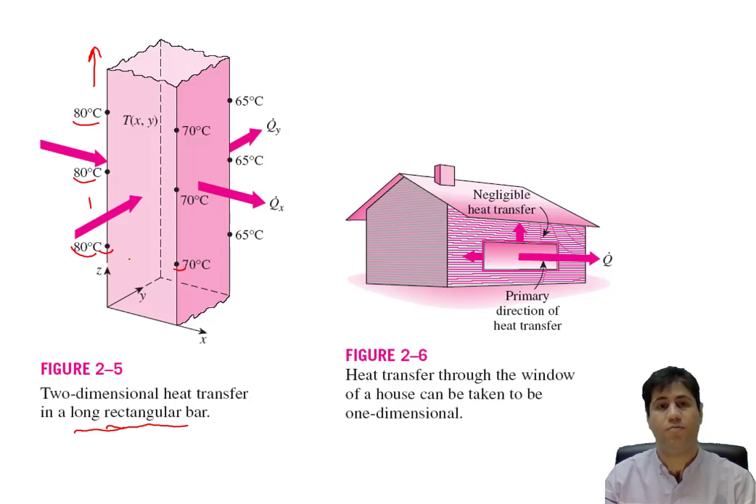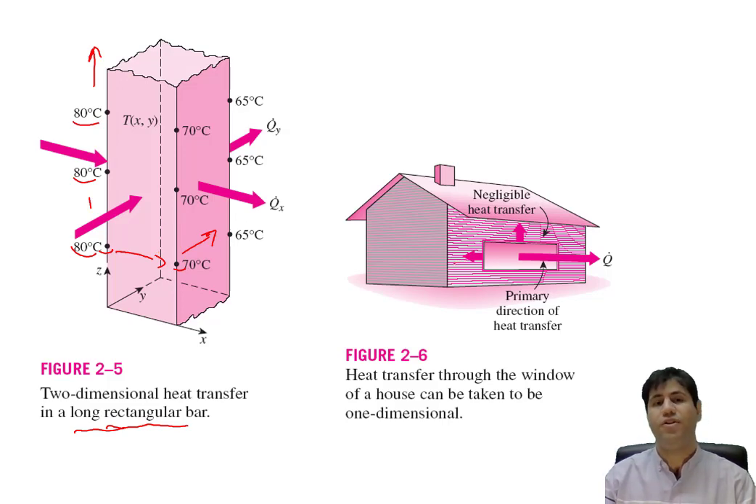Higher temperature, lower temperature. So we have heat transfer in this direction. And about the other direction, Y. Here again, we have 80 degrees Celsius. Here is 70 degrees Celsius. Here is 65 degrees Celsius. So in this direction also we have heat transfer because we have temperature difference. So this is an example of two-dimensional heat transfer.